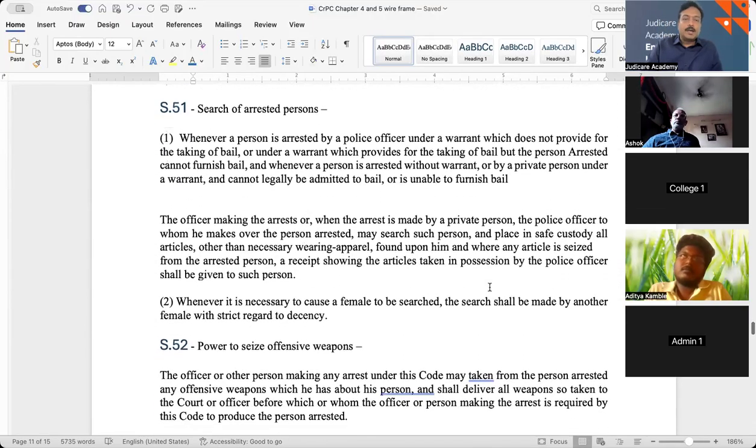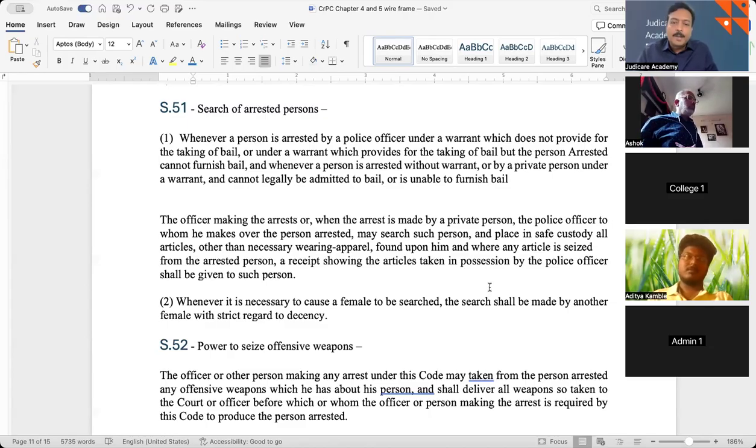Coming to section 51, search of arrested persons. Now, when a person is arrested by a police officer under a warrant which does not provide for the taking of bail, which is a non-bailable offense, or under a warrant which provides for the taking of bail, but the person arrested cannot furnish bail. So he or she has not arranged for bail for himself.